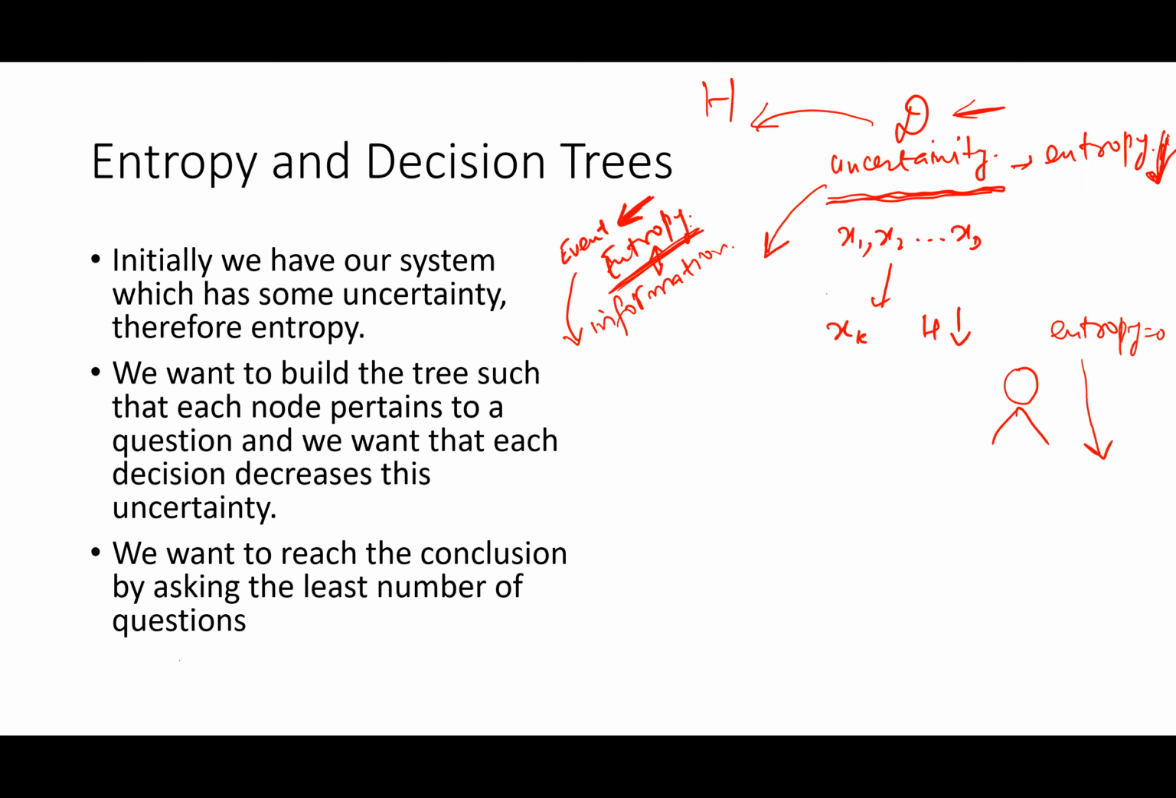Fine. So in coming up with these trees, at each step we might want to select that attribute which reduces the entropy, which reduces the uncertainty the most. So in other words, we want to reach the conclusion by asking the least number of questions. What is the best tree? The best tree is that tree which might be shallow, which might not be too wide, where we have to ask the least number of questions.